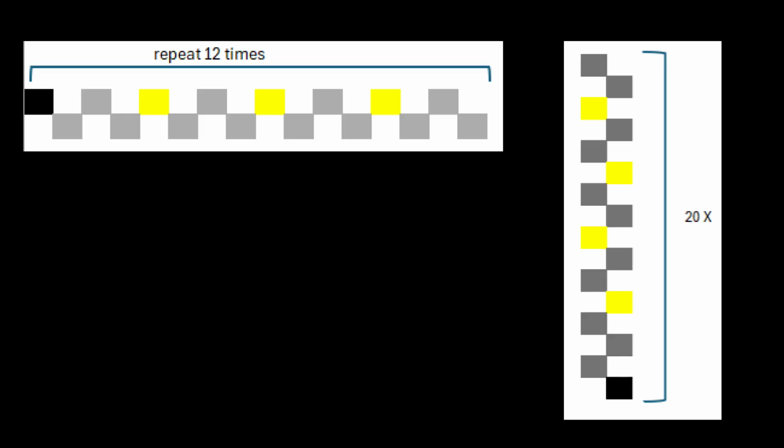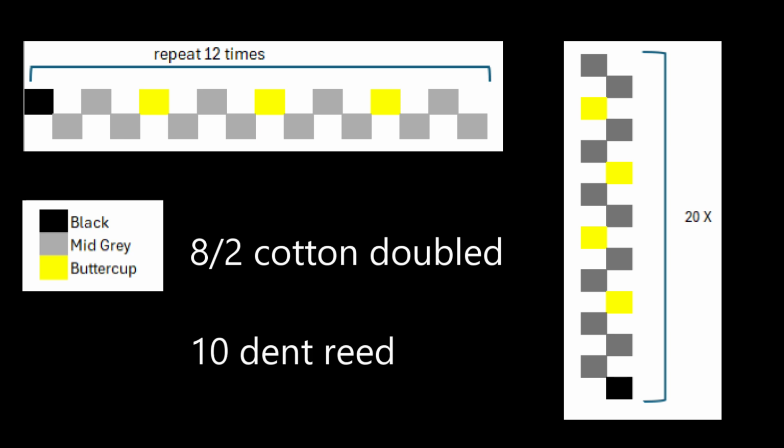Sometimes you'll get a pattern chart for colours, and usually you'll get told what kind of yarn and what kind of reed. In this case, 8/2 cotton doubled on a 10 dent reed.